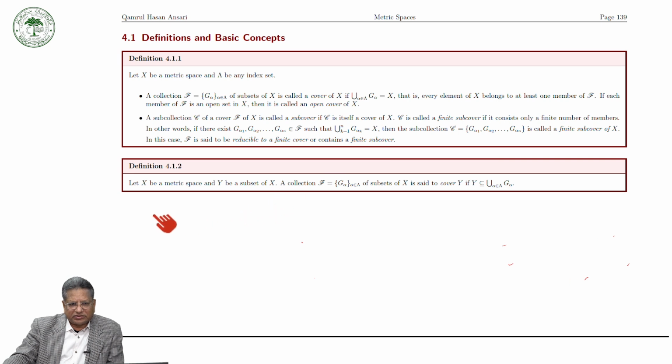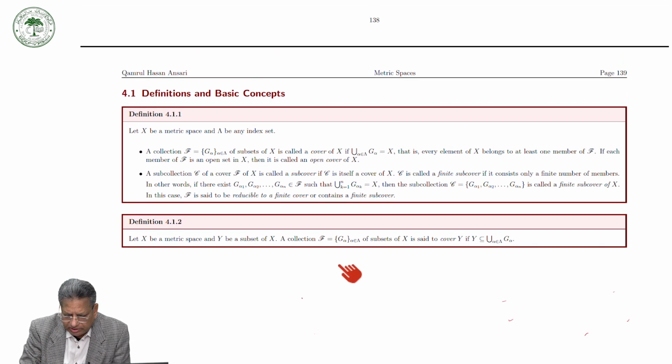So here is the definition. Let X be a metric space and Y be a subset of X. A collection of subsets of X, G alpha, is said to cover Y if Y is a subset of the union of G alpha.